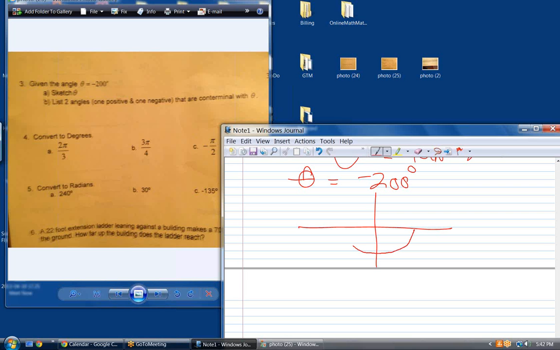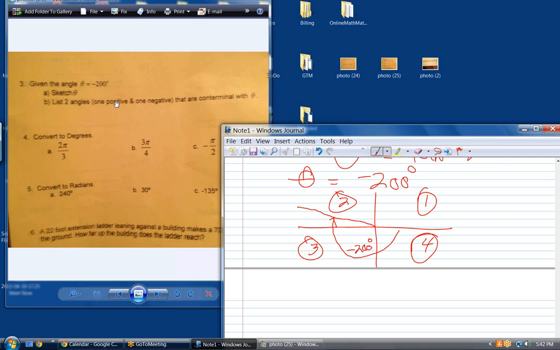How far is it from there to there? Negative 180, so I have to go another 20. So it'd be right there. That's negative 200 degrees. The important thing is to get it in the right quadrant. This is quadrant 1, this is quadrant 2, this is quadrant 3, this is quadrant 4.